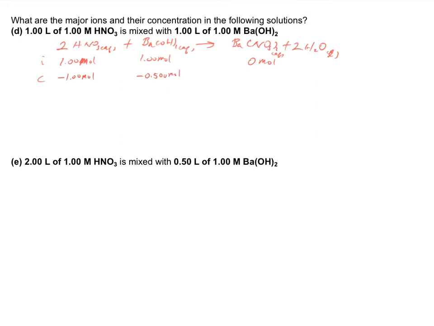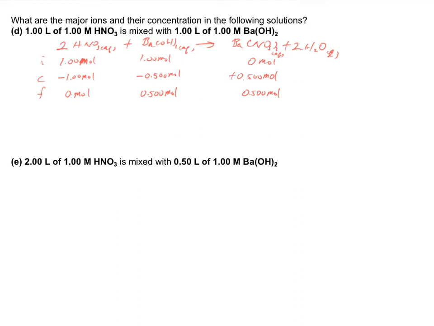So 1 mole of nitric acid reacts completely, and 0.500 mole of barium hydroxide is consumed, and it will produce 0.500 mole of barium nitrate. In the final, we have 0 mole of acid, 0.500 mole of barium hydroxide, and 0.500 mole of barium nitrate. So in the final solution, we have the barium hydroxide, barium nitrate, and water.